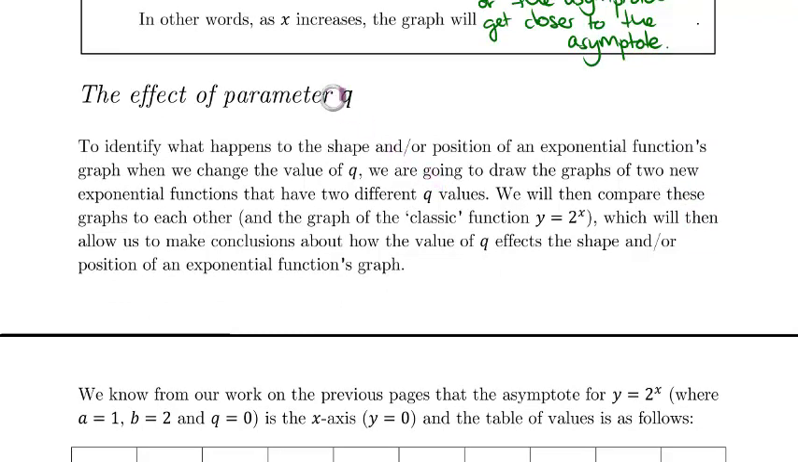Let's keep it up. That last parameter is parameter q, and we're now going to investigate the effect of parameter q. To identify what happens to the shape and or position of an exponential function's graph when we change the value of q, we are going to draw the graphs of 2 new exponential functions that have 2 different q values. We will then compare these graphs to each other and the graph of the classic function y equals 2 to the x, which will allow us to make conclusions about how the value of q affects the shape and or position of an exponential function's graph.